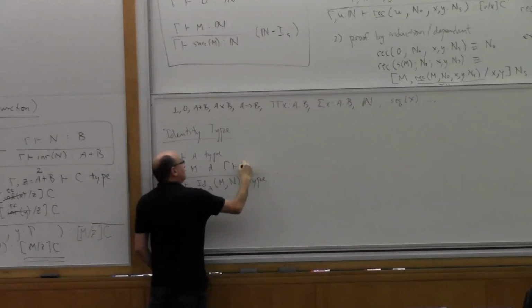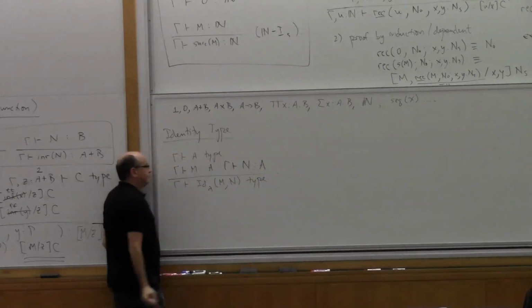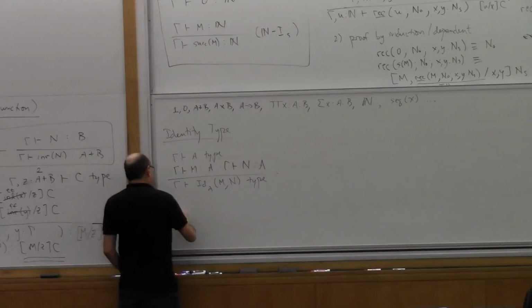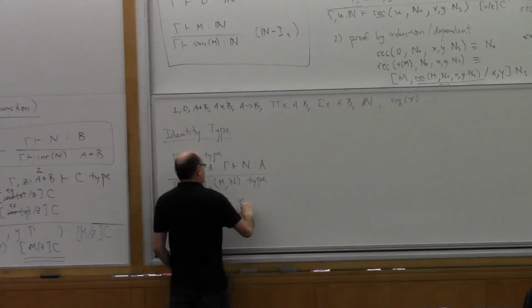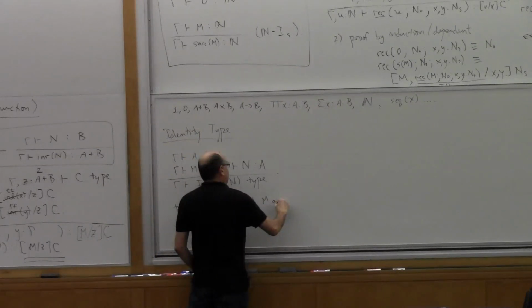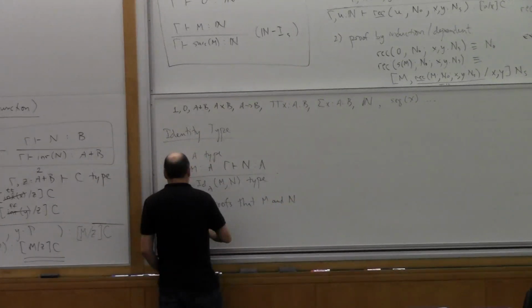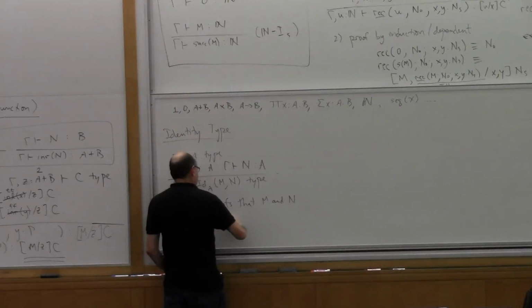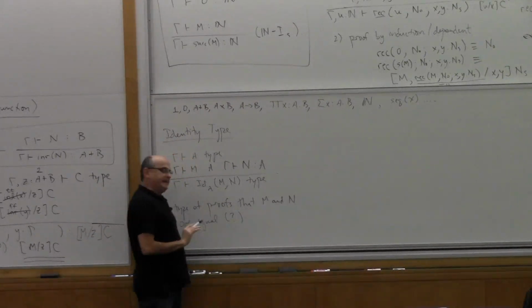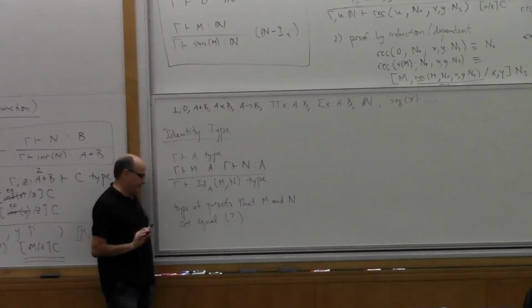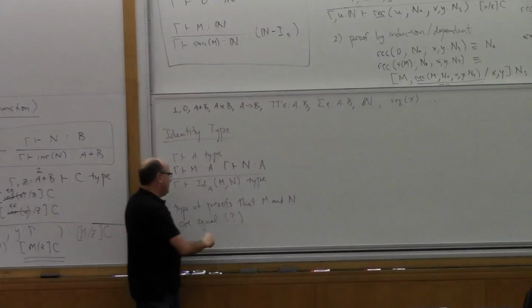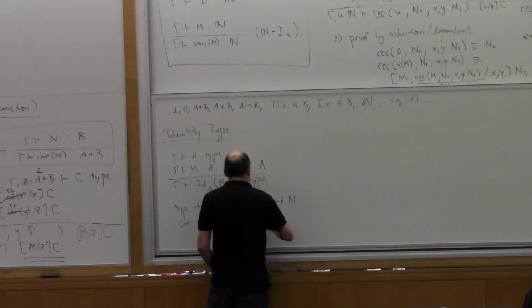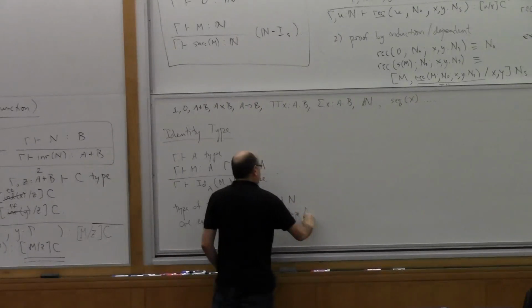Okay, so we have this. This is supposed to be the type of proofs that M and N are equal, and now we're going to put a question mark there because this is going to be a very interesting passage in my lectures here. Are equal in some sense that we need to elucidate, okay, elements of type A.